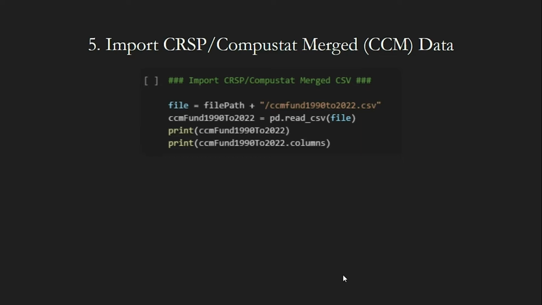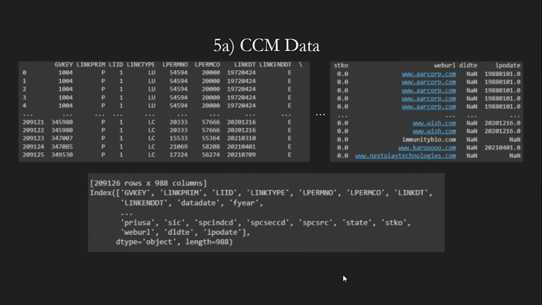Now that we have prepared the CRSP data, we move on to the Compustat data. We import the CCM raw data first in these lines. And this is the expected output of the raw CCM data.